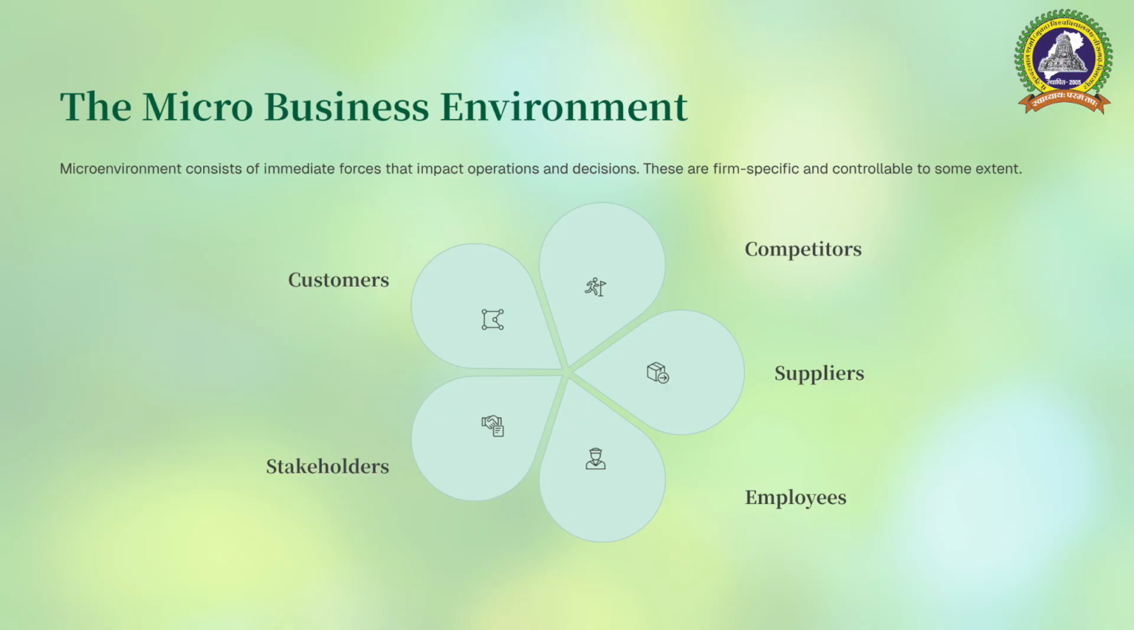The term micro here refers to the elements that have a direct influence on the organization's functioning and choices. These factors are specific to a particular company and can vary significantly from one organization to another. We can generally classify the microenvironment into five main categories: customers, competitors, suppliers, employees, and stakeholders.